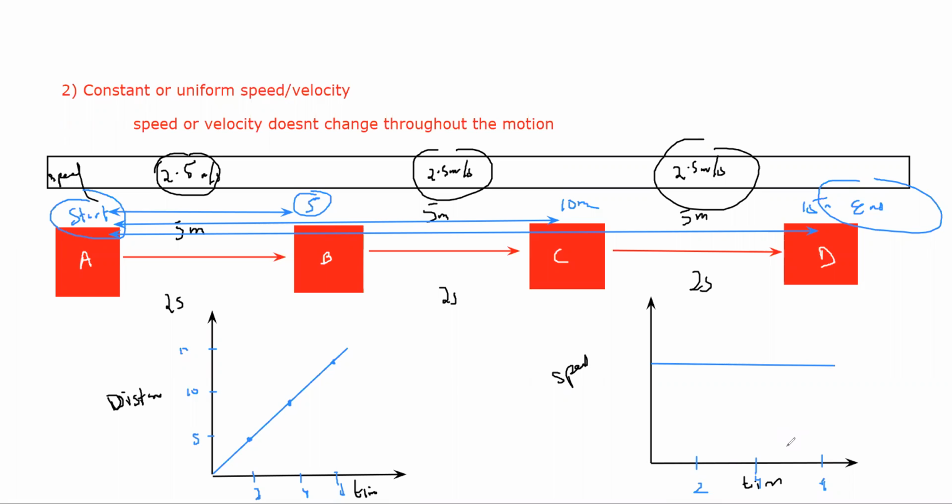Look, velocity and speed have the same meaning. The only difference: when an object is moving in a straight line, like if I say the velocity of an object moving in a straight line is 2.5 meter per second in the direction of east, I can also say the speed of the object is equal to 2.5 meter per second. Why? Because when an object moves in a straight line, distance and displacement have the same meaning, and velocity and speed have the same meaning.